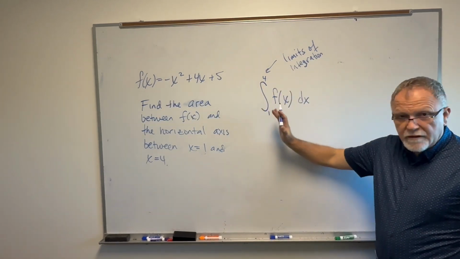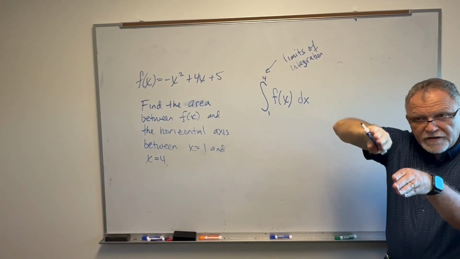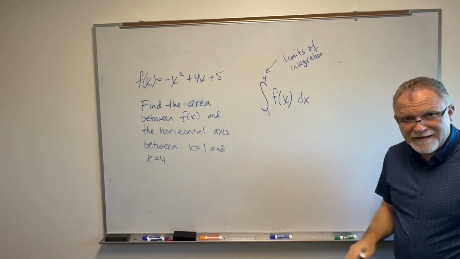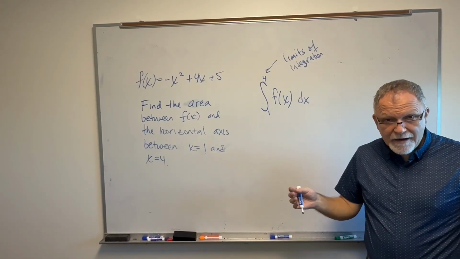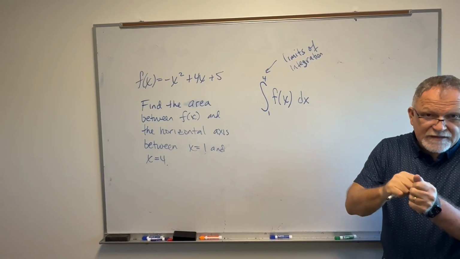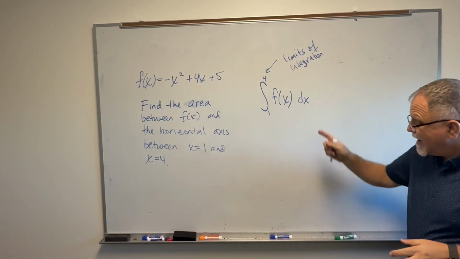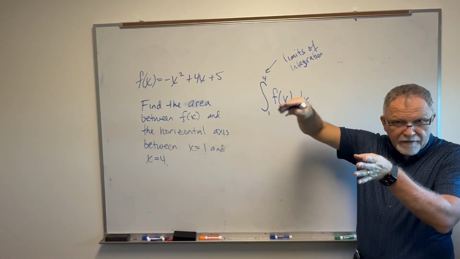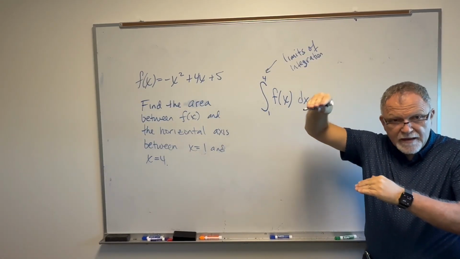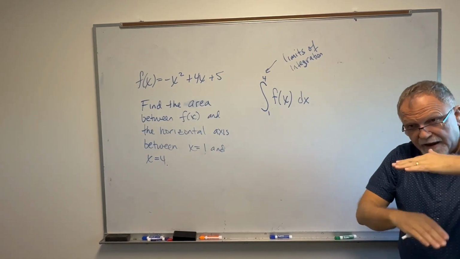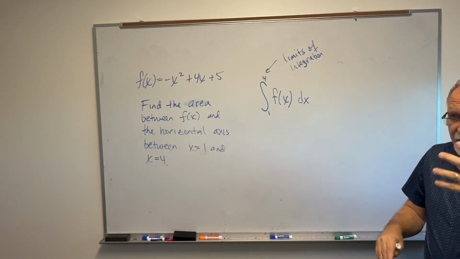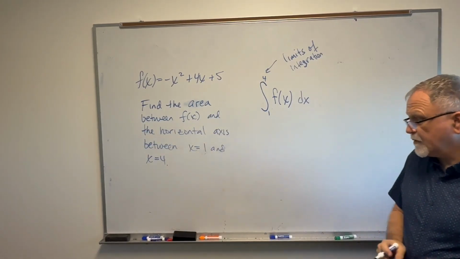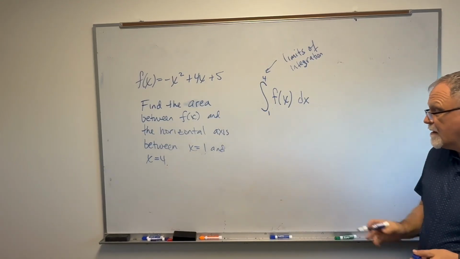Now here I should make a comment. This calculation will return the area as long as the function is above the horizontal axis. If the function's below the horizontal axis, it'll actually return what we call the signed area. So it'll be the area that'll have a negative sign on it. When the graph is above the x-axis, it calculates the area between the x-axis and the graph. If it's below the x-axis, it'll calculate the area and then multiply that area by negative 1 and give you the signed area. This will give us the area between f of x and the horizontal axis between x equals 1 and 4. So this is that notation.